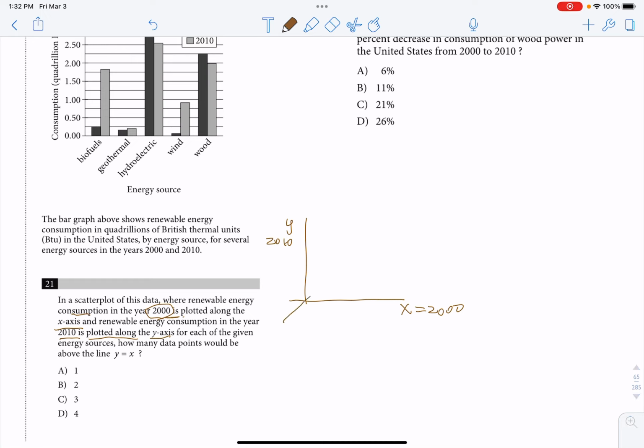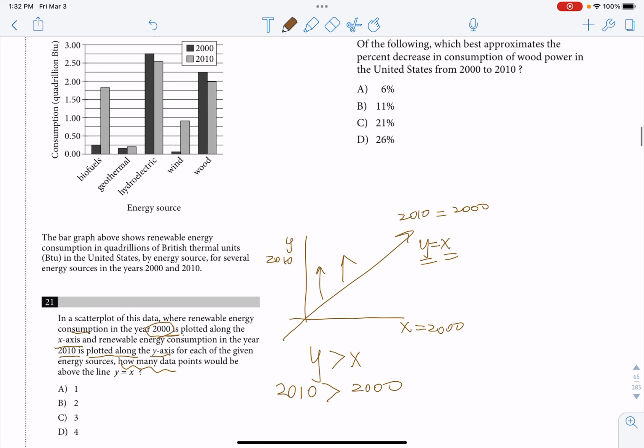If I draw y equals x here, then on the y-axis we put the 2010 data and on the x-axis we put the 2000 data. So the line y equals x is where the 2010 value is equal to the 2000 value. And they're asking how many data points are above the line. Above the line means y is greater than x, which is how many have 2010 greater than 2000.